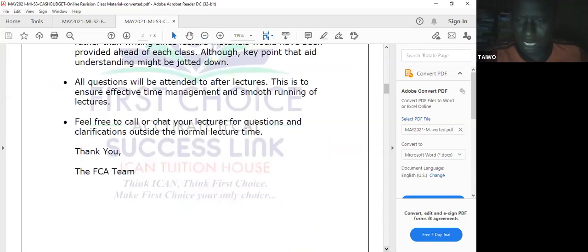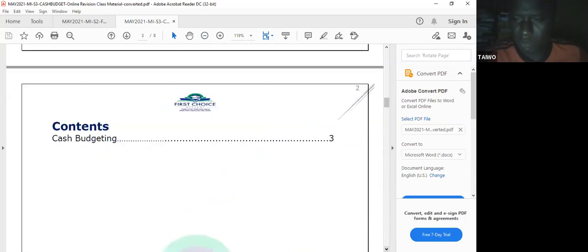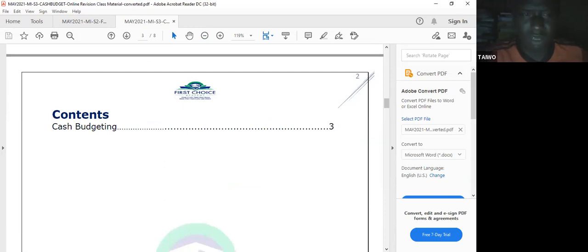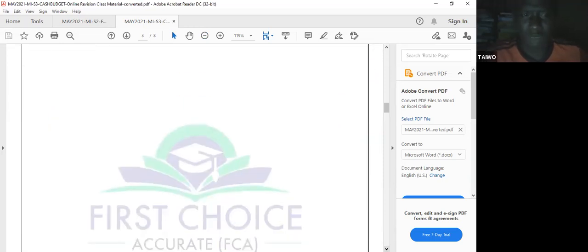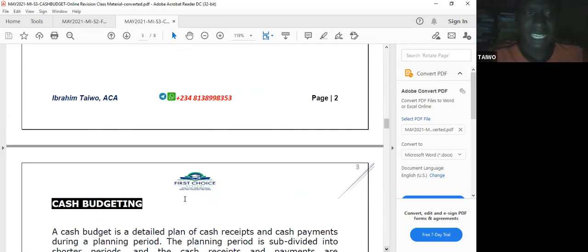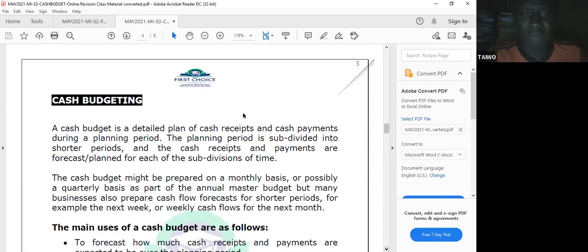Cash budgets, cash budgeting, or we can call it cash budget. Let's look at cash budget. What if the examiner comes for cash budget and asks you to prepare one? What even is a cash budget? A cash budget is a detailed plan of cash receipts and cash payments during a planning period.